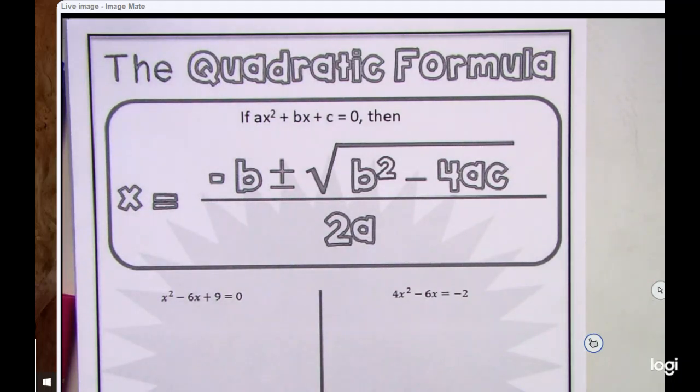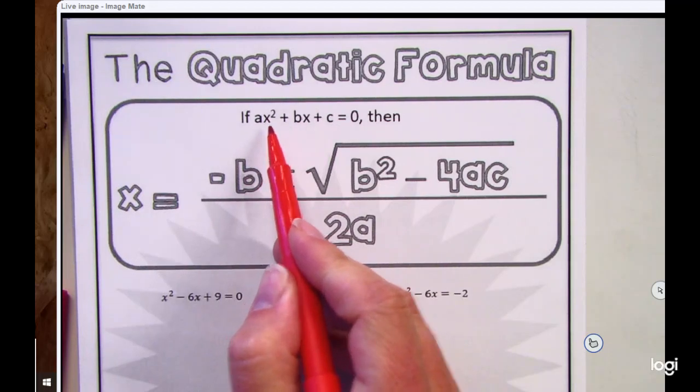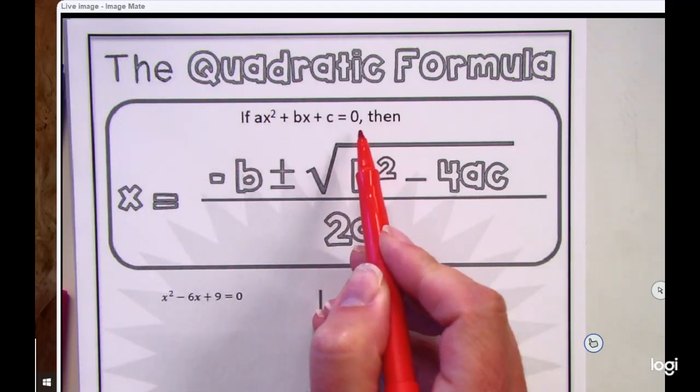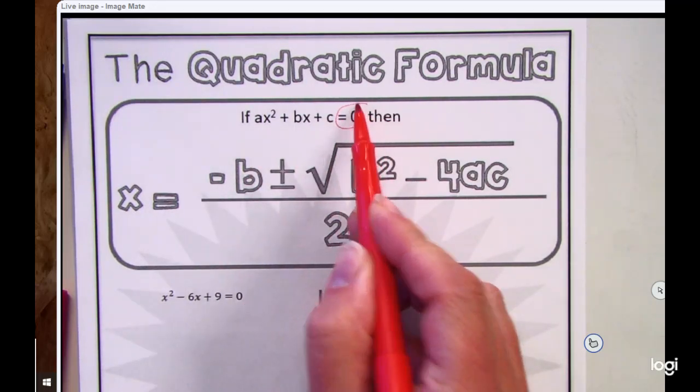So we've been solving quadratics for quite some time now. And to use the quadratic formula, the quadratic needs to be set equal to 0.